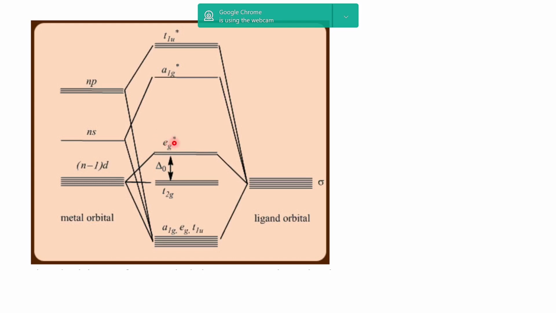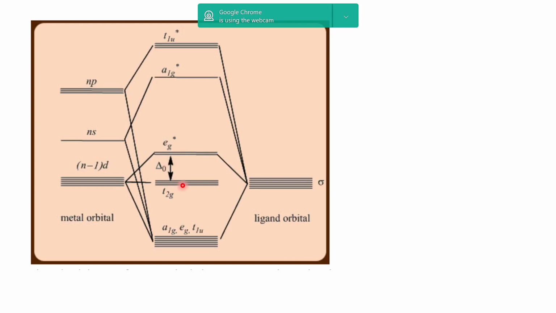We all know that whenever some electron is present in the antibonding orbital, it is not that stable, right? But in this case, the splitting between T2g and Eg star is very small. It means that this Eg star is not that strongly antibonding in nature. It is antibonding, but weakly antibonding. So if some electrons come in here, it does not matter that much.